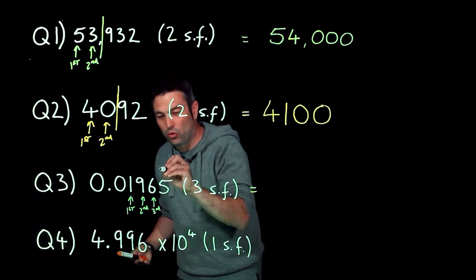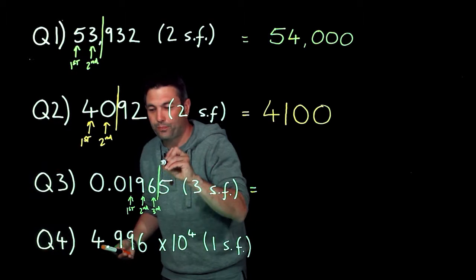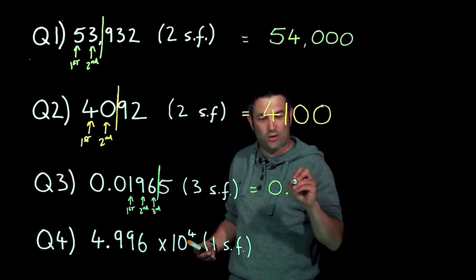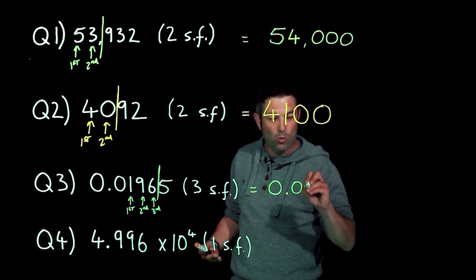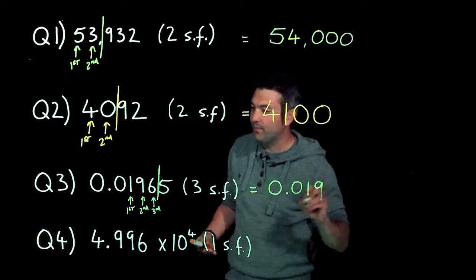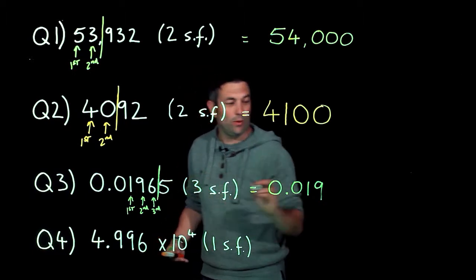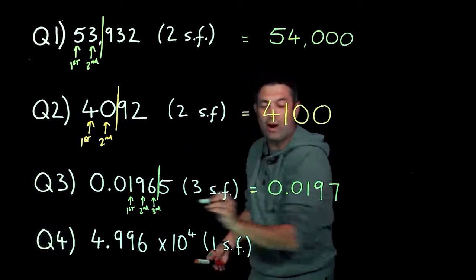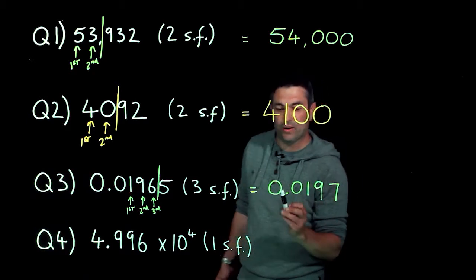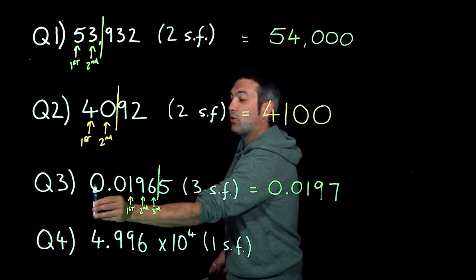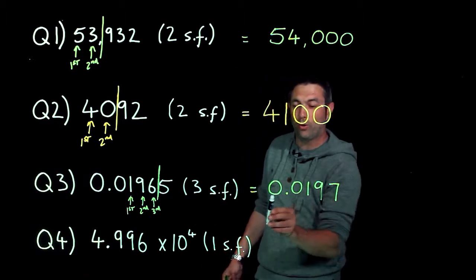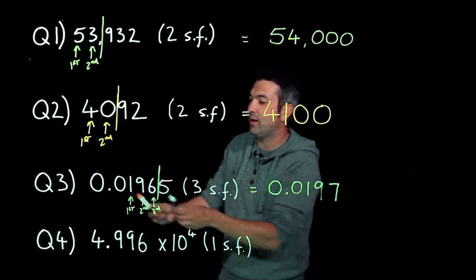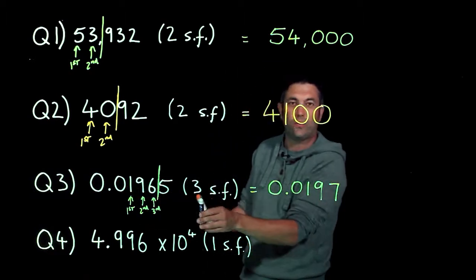So I'm going to draw a line between them there, and everything before that I'm going to write down. So I'll get 0.019, and the 6 is followed by a 5, so that's going to go up to 7. So that is that number rounded to three significant figures. Even though these two zeros are important, they're not significant in the sense that they're not telling me anything about the number until I get to the 1965.